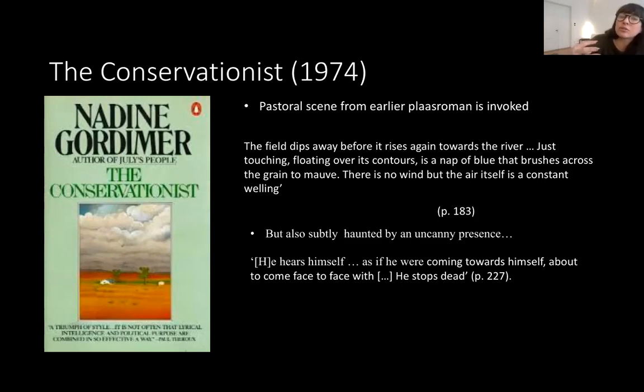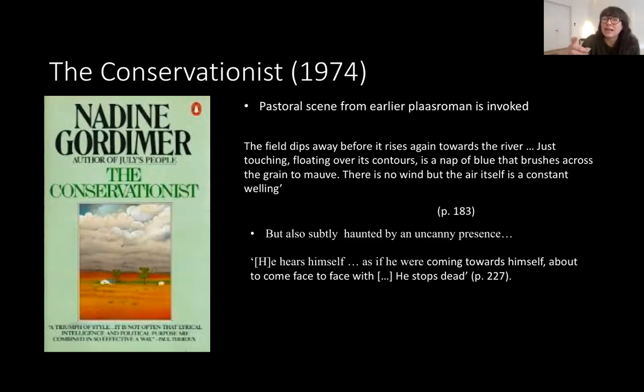So the pastoral scene from the earlier Plaasroman is invoked. In this particular passage, Mehring looks out across the very field where the man is buried. And he says, the field dips away before it rises again towards the river, just touching, floating above its contours is a nap of blue that brushes across the grain to mauve. There is no wind, but the air is itself a constant welling. And there's this sense of natural beauty, and he communes with nature, or with extra-human nature, all the way through the text.